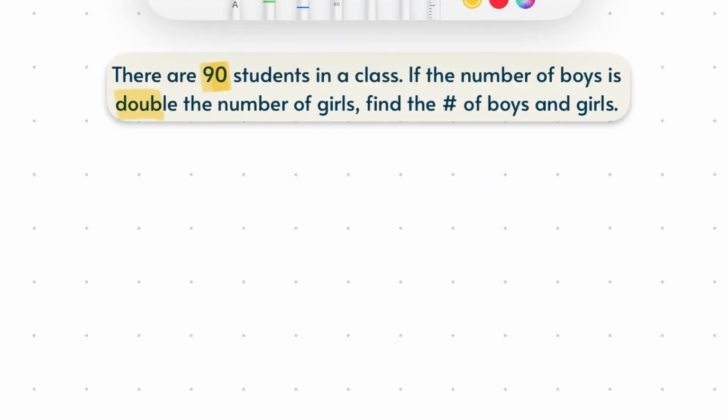For our next problem, we're given that there are 90 students in a class. If the number of boys is double the number of girls, find the number of boys and girls. So before I begin, I'll define two variables. Let's say that B is the number of boys and G is the number of girls.